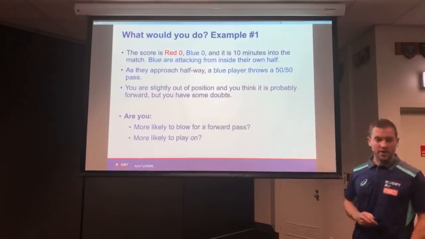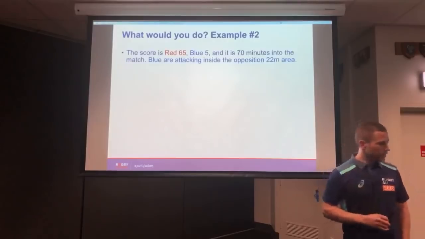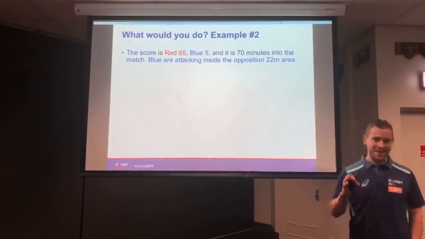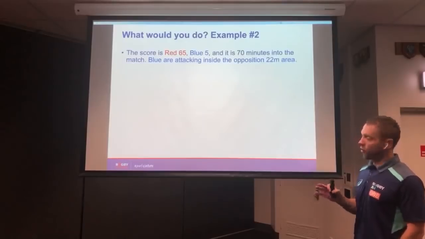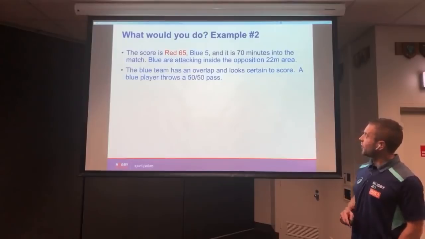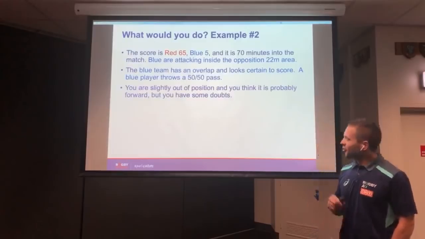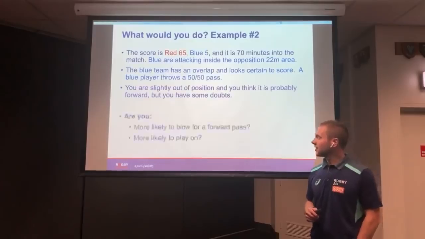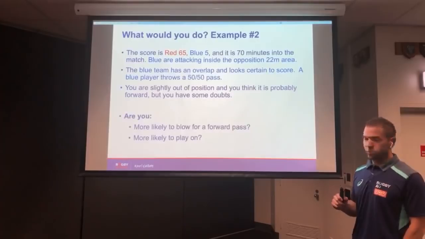So I've got the same scenario, slightly different. This time the score is 65 to red and 5 to blue, and it's 70 minutes into the game. And blue are now attacking inside their opposition's 22-meter area. The blue team now has an overlap and looks certain to score, and a player throws a 50-50 pass. You're slightly out of position and you think it's probably forward, but you have some doubts.